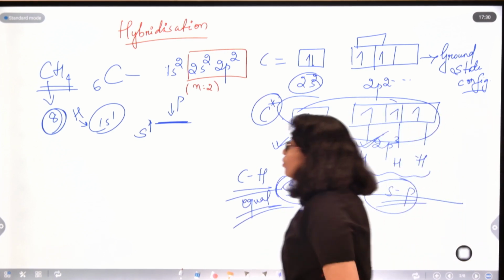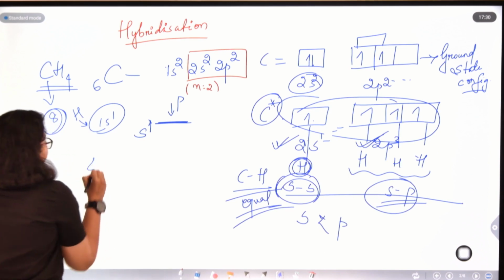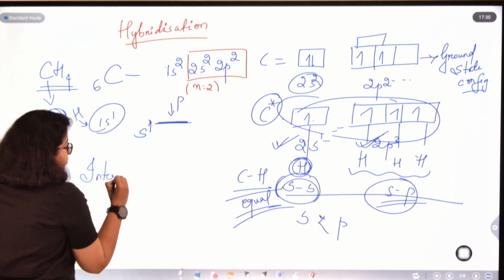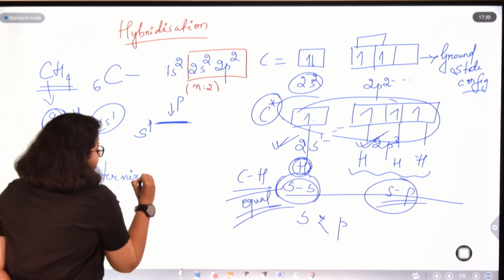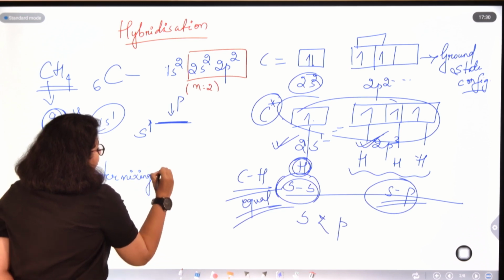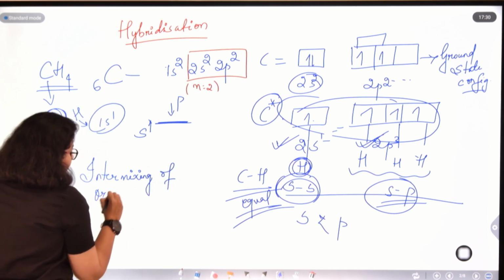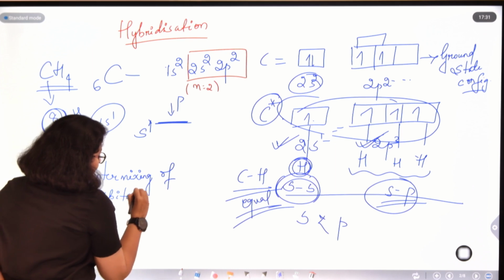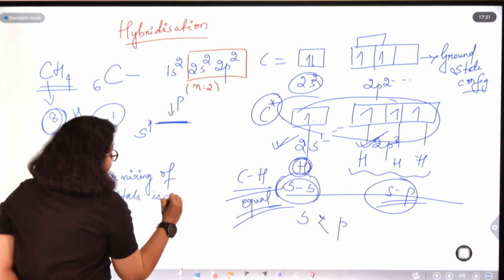Okay, so what is hybridization? Intermixing of orbitals is called hybridization.